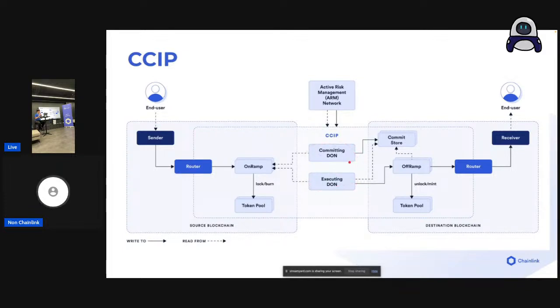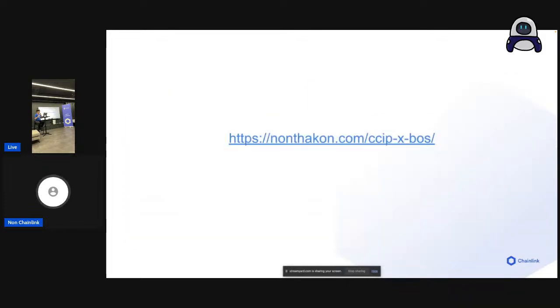But to make sure that the Committing DON and Executing DON are working correctly, we have another system called the Active Risk Management network. This Active Risk Management network is going to verify if the Committing DON really verified the right transaction to be able to send there. I think it's checking the Merkle tree root to prove if it's valid or not. And these two systems work together to make CCIP really safe and secure, right? Yeah, and that was all about the theory that we're going to talk about today. And we're going to get to our workshop.